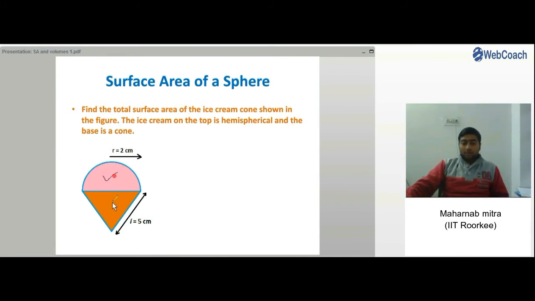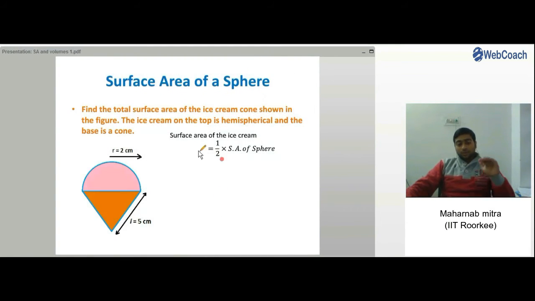So here we have the radius of the hemisphere also as 2 centimeters, and the radius of the cone also we have as 2 centimeters. So let us solve step by step. First let us solve for the topmost part.